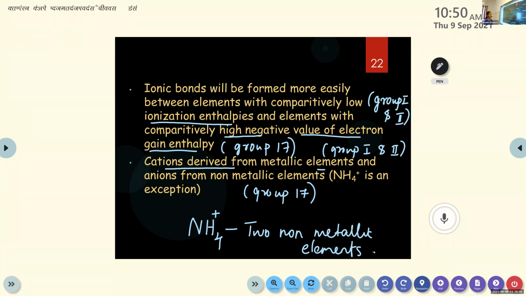Jacob, can you please read the points? Ionic bonds will be formed more easily between elements with comparatively low ionization enthalpies and elements with comparatively high negative value of electron gain enthalpy. Cations derived from metallic elements and anions from non-metallic elements. NH4+ is an exception. Okay.